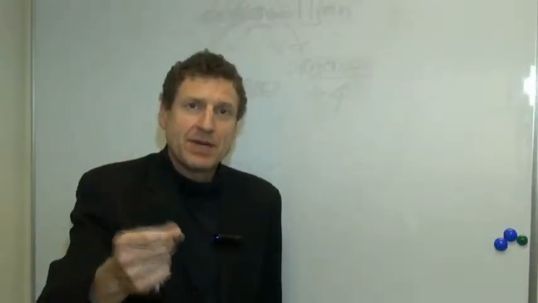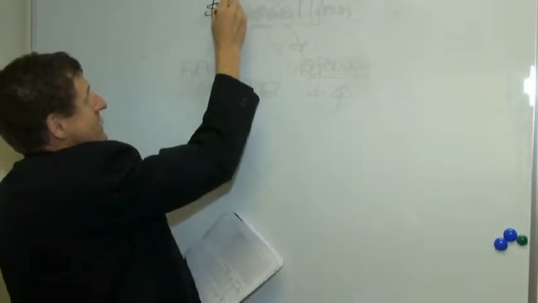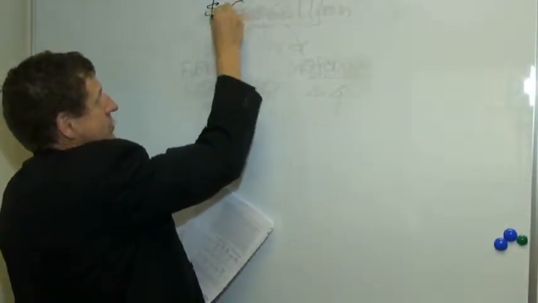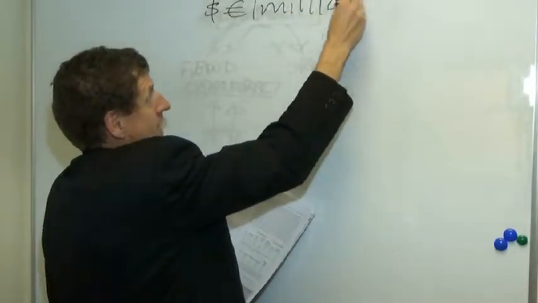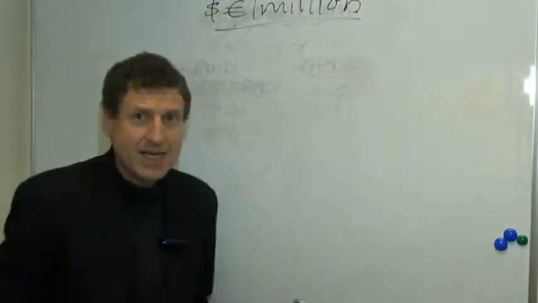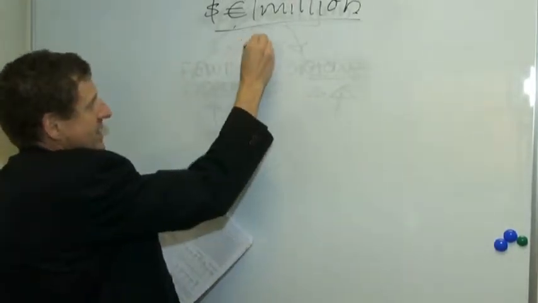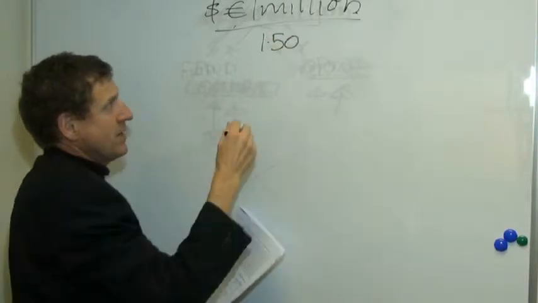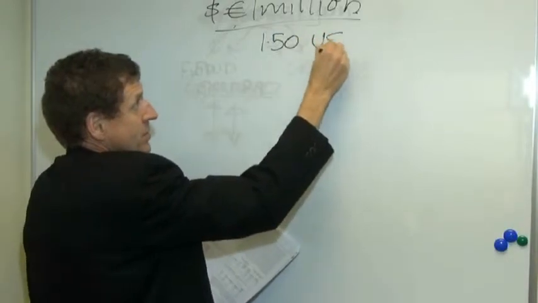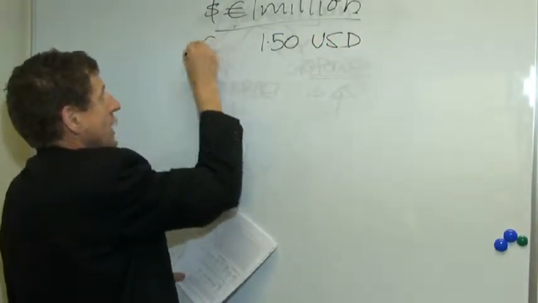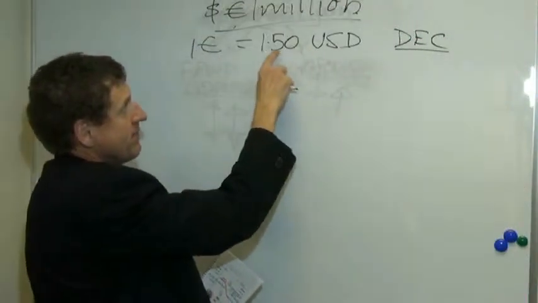We're a US dollar company and we make a sale to Europe, and that sale is in euro. So we've got to use the euro sign, and it's 1 million. Very interesting. Let's get this information down. At the time of making the sale, the exchange rate is 1 euro equals 1.5 US dollars.